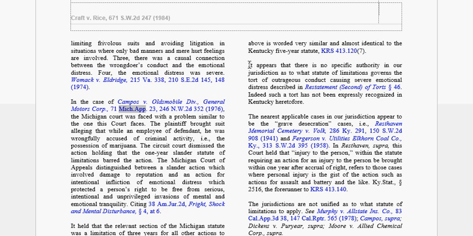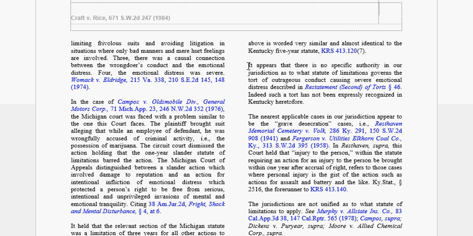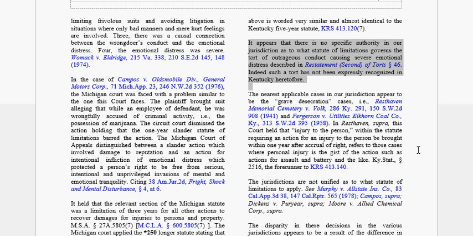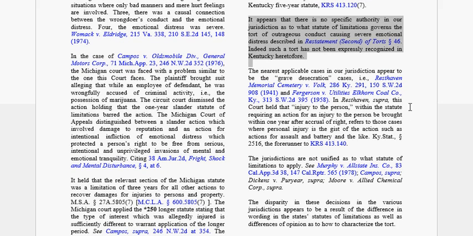Then we admit, here's where the court is saying what I just told you, that, gee, Kentucky doesn't have this tort. We've never recognized it, so of course we don't have a statute of limitations for it because we've never even recognized it. Then they go through some analogous cases, or they think they're analogous cases. These are grave desecration cases where someone was injured by a loved one being disinterred for some reason.